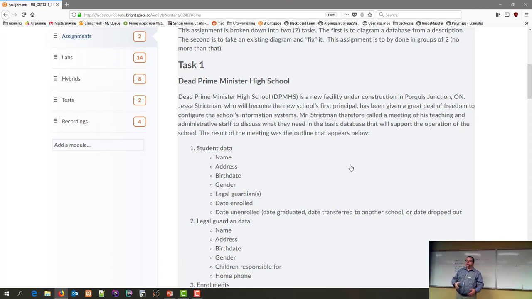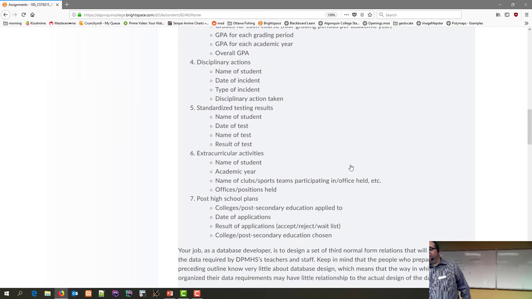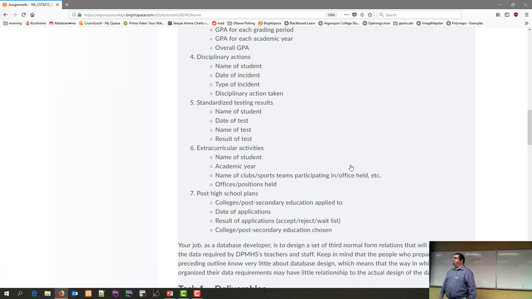And essentially it's a bit of a story. And then you've been given some data structures that they've identified. Now, these are a bunch of teachers, not database teachers, a bunch of teachers who sat around in a room and said, this is what we need to track. It is up to you to take this information dump from a non-computer related person and turn it into a database design. You're given student data, legal guardian data, the enrollments, disciplinary actions. Bobby was bad today. Extracurricular activities. These are all things that have been identified.